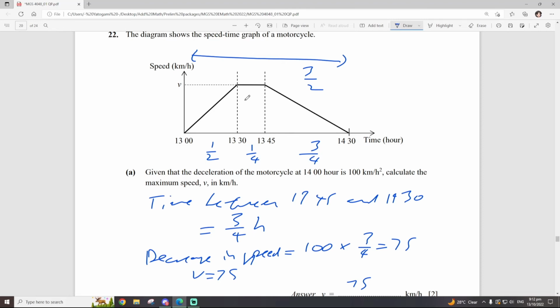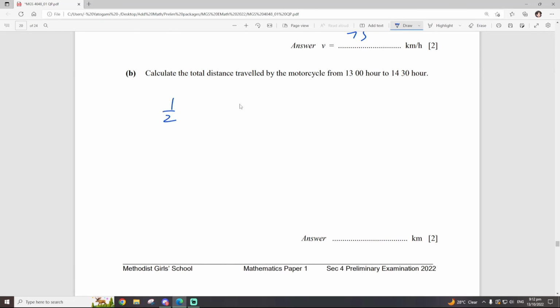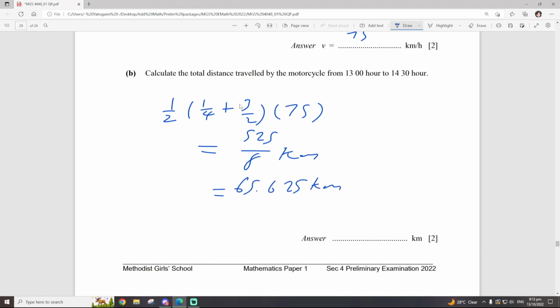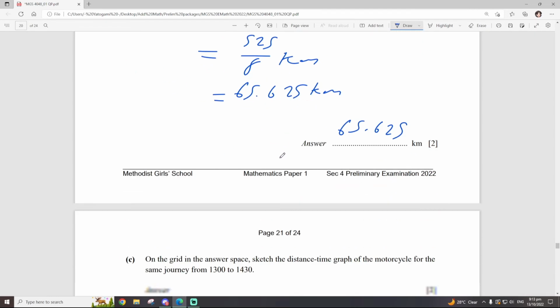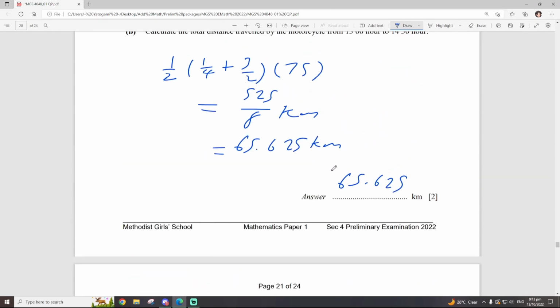Okay. So the total area will be half times the sum of parallel sides. So that is a quarter plus 3/2 times the height, which is 75. Okay. Then you can find the total distance, which is 525/8 km, which if you want you can write in decimals, 65.625 km. And you can leave it as this exact because it is an exact answer. You don't need to round up to 65.6, although I think they will mark you correct even if you put 65.6.